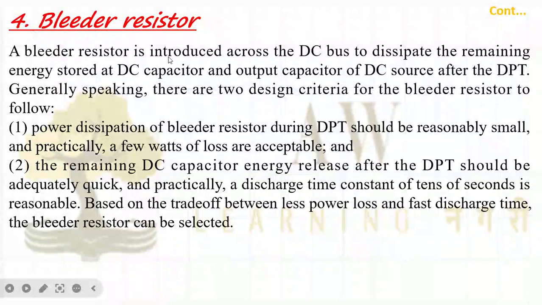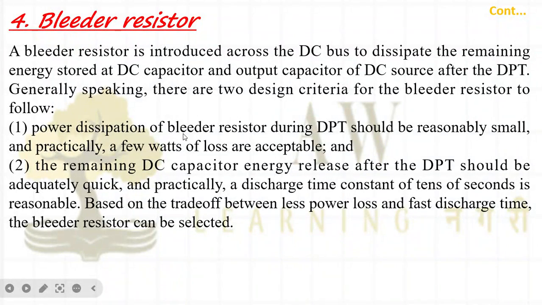The bleeder resistance is introduced across the DC bus, as we have seen in the circuit, to dissipate the remaining energy stored in the DC capacitor and the output capacitance of the DC source after the DPT. So this resistance is used to dissipate that remaining energy. While designing this bleeder resistance, there are two design criteria we have to look at. What is the first design criterion?